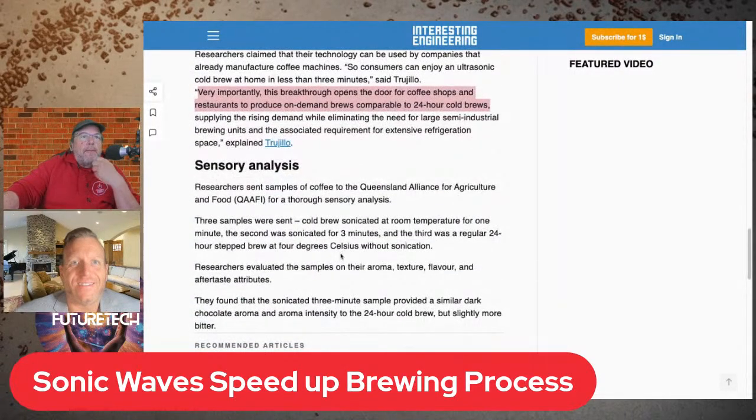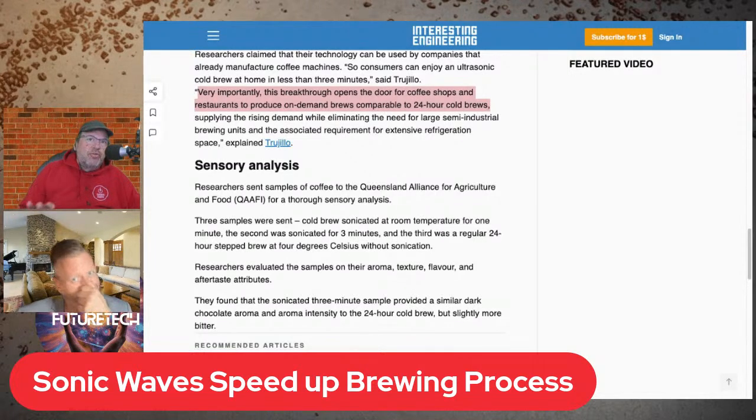I'm concerned about this part here that talks about their sensory analysis. I guess this is in Australia, so they sent it to the Queensland Alliance for Agriculture and Food for a sensory analysis. I guess that's a taste and smell test. So 3 samples were sent: a cold brew sonicated at room temperature for 1 minute, the second sonicated for 3 minutes, and the third a regular 24-hour steep at 4 degrees Celsius without sonication.